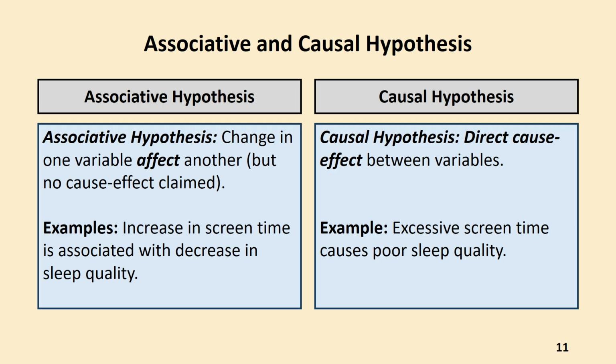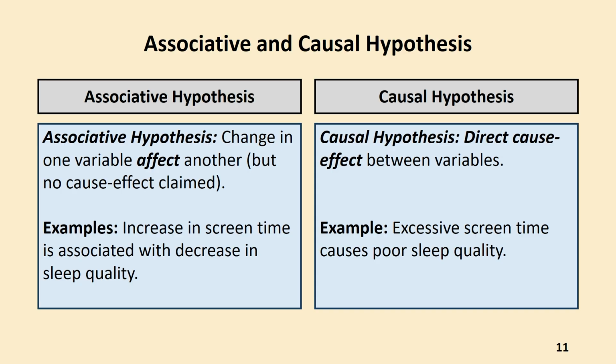Associative and causal hypothesis. This is another type of hypothesis. So, let us see what an associative hypothesis is. Associative hypothesis: change in one variable affects another, but no cause-effect is claimed. Here also, one variable affects another is mentioned, but no cause-effect is claimed. Example: increase in screen time is associated with decrease in sleep quality. You can see clearly, again two variables are there and an effect is associated there, but since no cause-effect is claimed, it is simply an associative hypothesis.